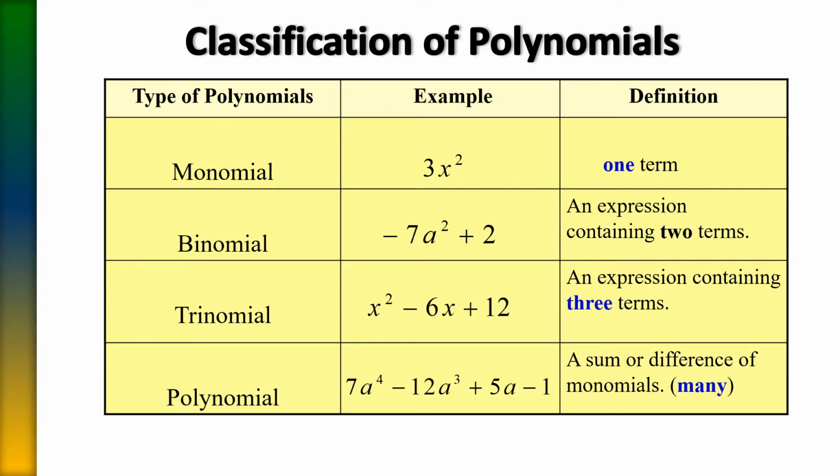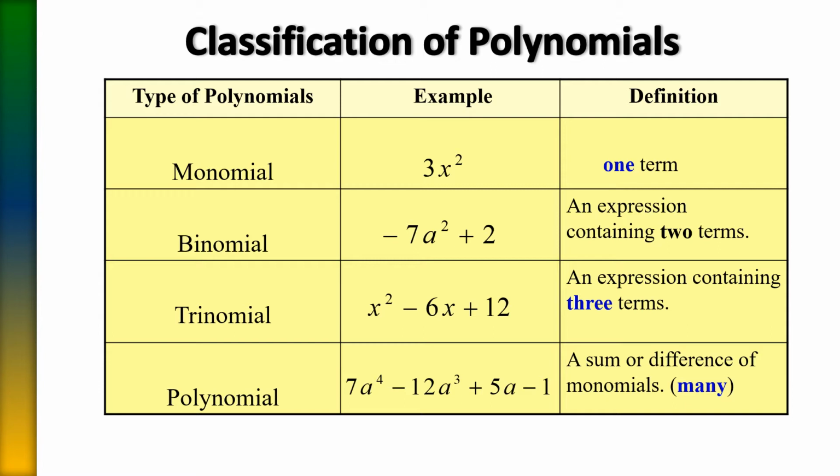So we start with a monomial. Mono, the prefix, means 1. So whenever you just have one term, it's called a monomial. Binomial, prefix bi, means 2. So whenever you have an expression containing 2 terms, it's called a binomial. Trinomial, prefix tri, means 3. Any expression containing 3 terms is called a trinomial.